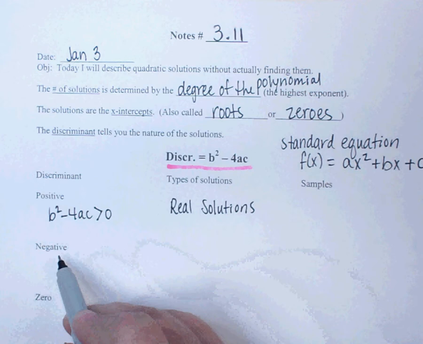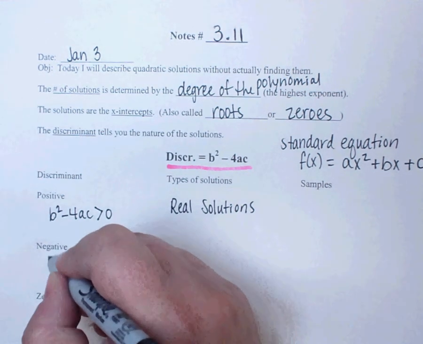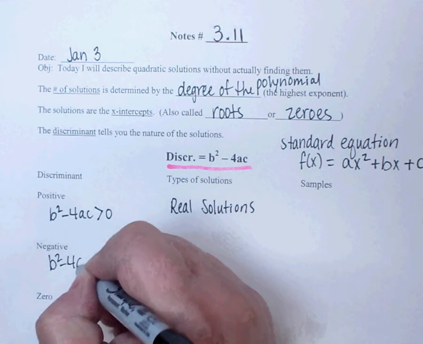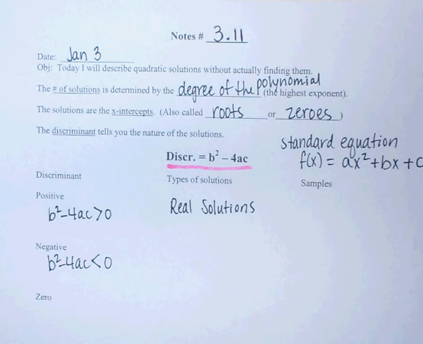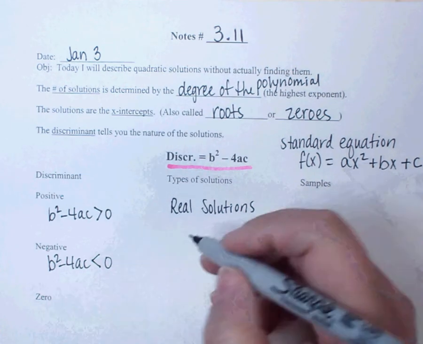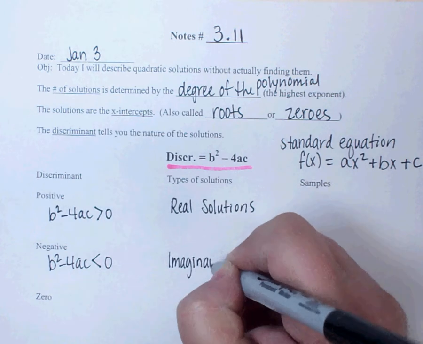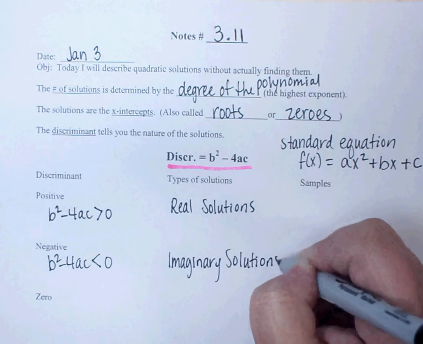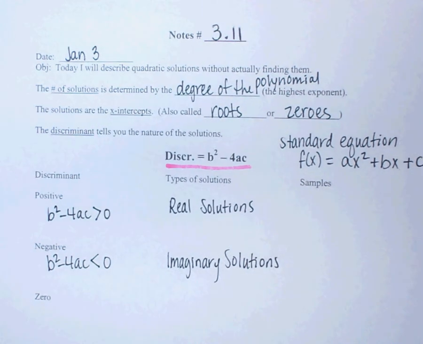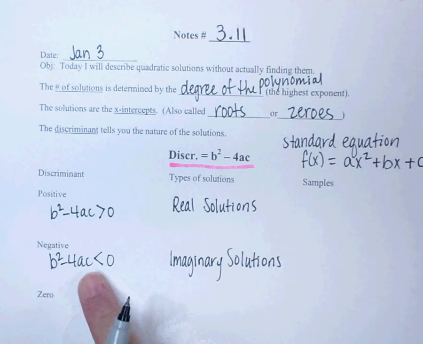If the discriminant comes out to be negative, that is when b squared minus 4ac is less than 0, then we have imaginary solutions. And we talked about this before the break. Imaginary solutions are when you have an i. So it's when you have the square root of a negative number, it is an imaginary solution. And that's why we have that.